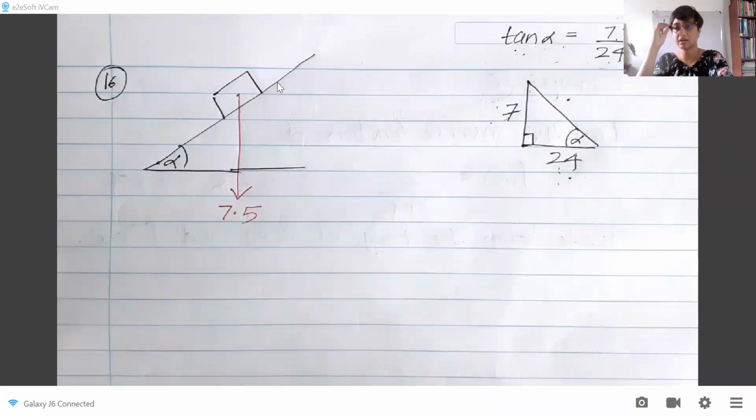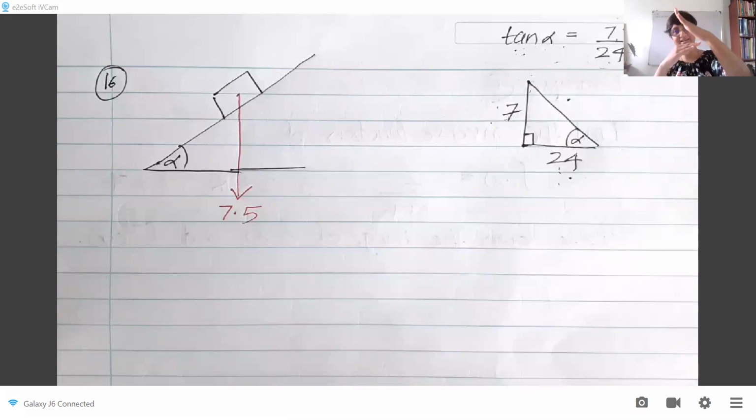But how can we say that alpha is an acute angle? This is a slope. Alpha is an acute angle. You can't have a slope like that with an obtuse angle.